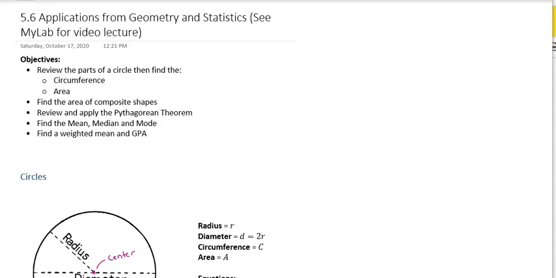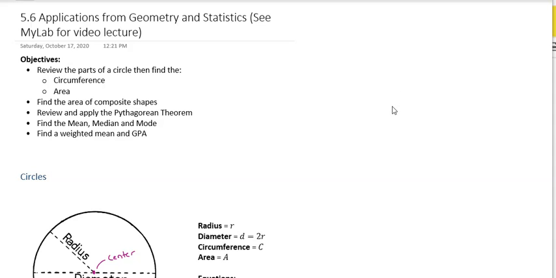I'll be talking about Section 5.6, Applications from Geometry and Statistics. The objectives of this section are to look at the parts of a circle and the circumference and area of a circle, find the area of composite shapes, which is like a rectangle and a triangle put together, or things like that. And then we're going to look at the Pythagorean theorem, and then we're going to move to statistics, the mean, median, and the mode, and a weighted mean and a GPA.